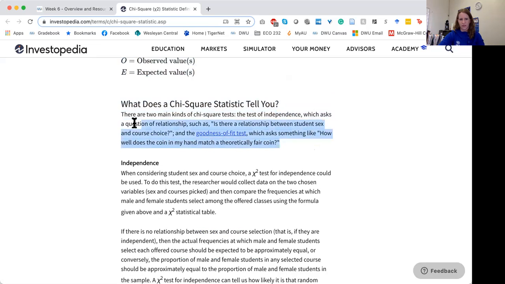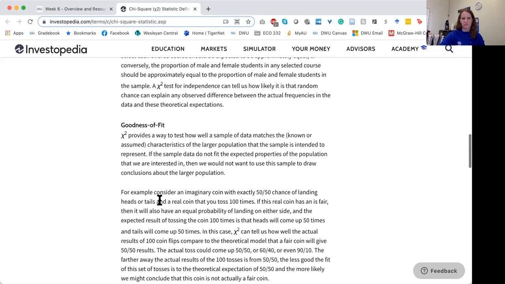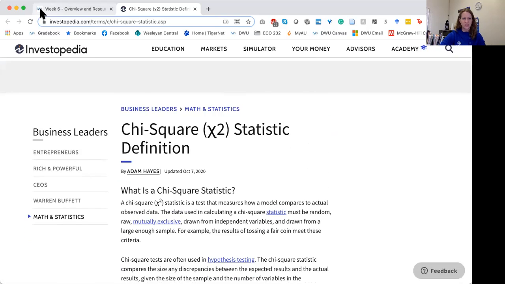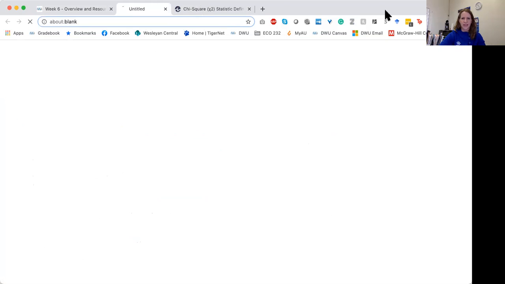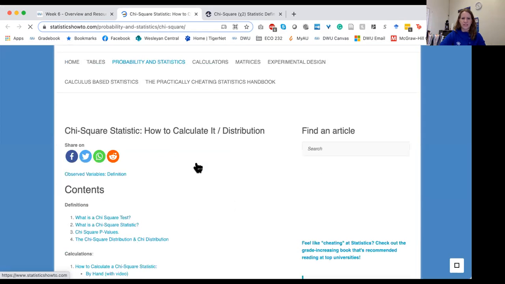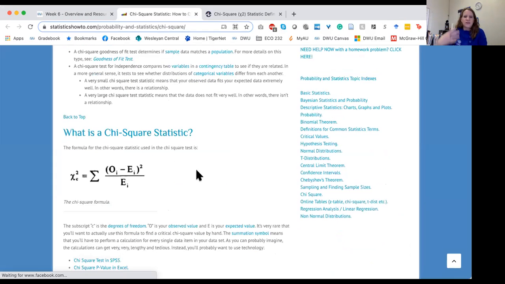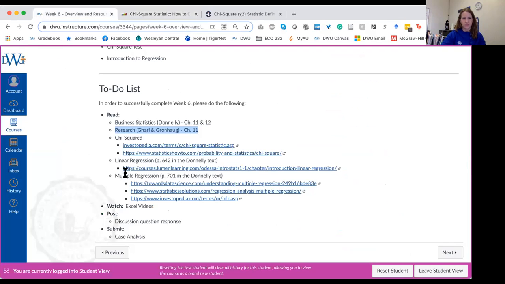So here's where I really want you to pay attention. And then the independence, goodness of fit. So that's the first chi-squared. The second one, again, just kind of looks at how to calculate it, what it is. It's just another resource for you if the book is not quite making sense. So just use those as more resources.